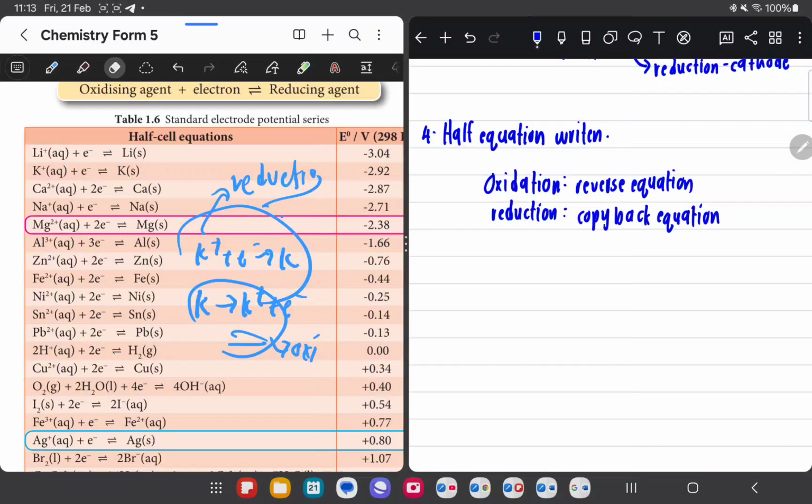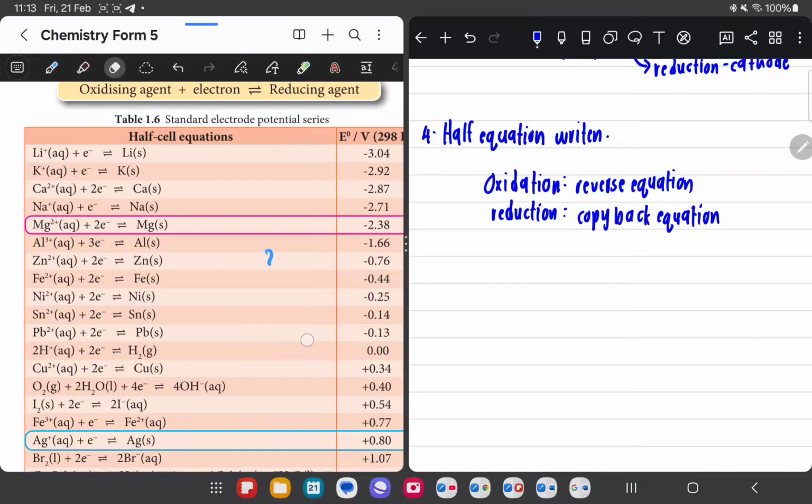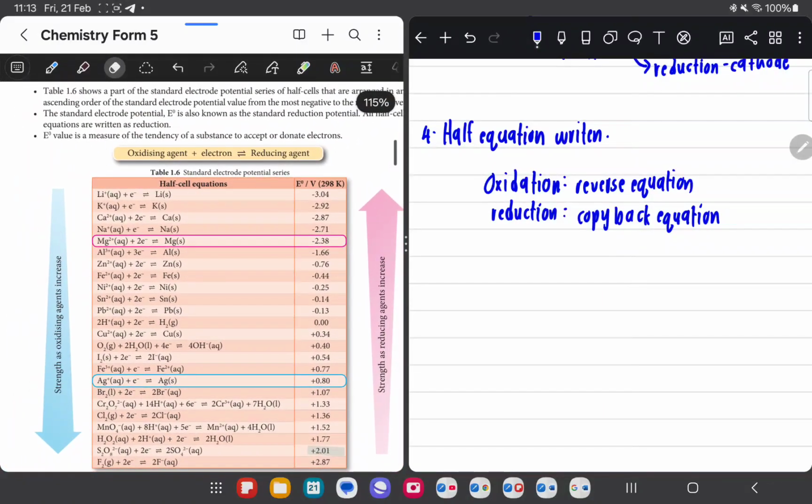That's why I say you should be careful when giving the answers. The main aim of your 1.2 subtopic is to teach you how to use the standard electrode potential table. If you manage to use the table correctly, then it's not a big issue for you. Is it clear? So make sure you remember, in the electrode potential table, everything is for reduction.